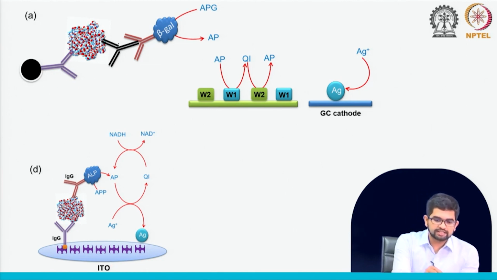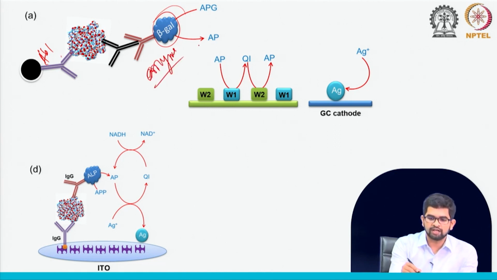So, in this case, say again this is the primary antibody 1, and here we use the antibody 2, the secondary antibody, and the secondary antibody is actually conjugated with beta galactosidase. This is the enzyme, right. This is the enzyme-based biosensor. So, this is the enzyme, and APG is just a beta galactosidase enzyme substrate, and it will form the aminophenol.